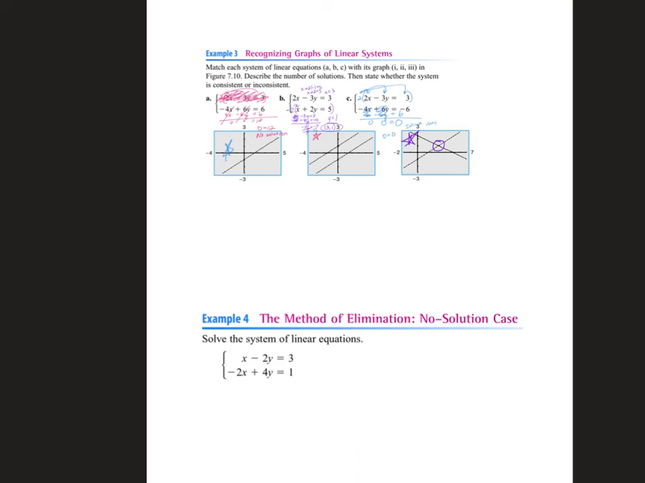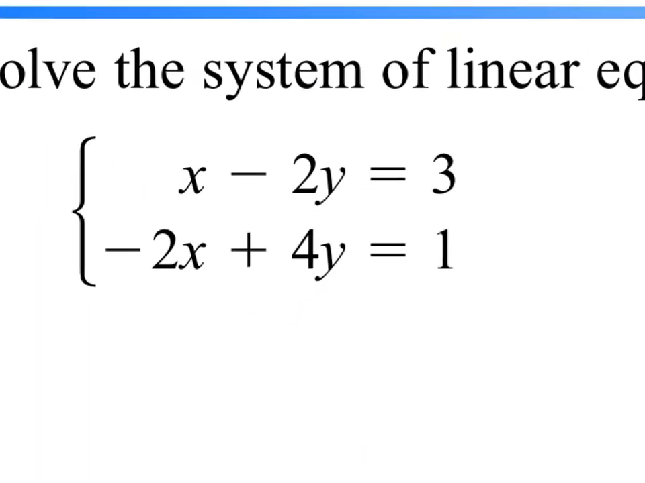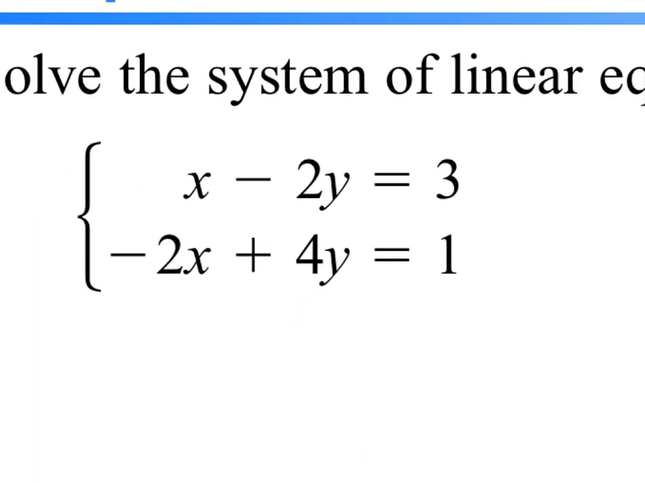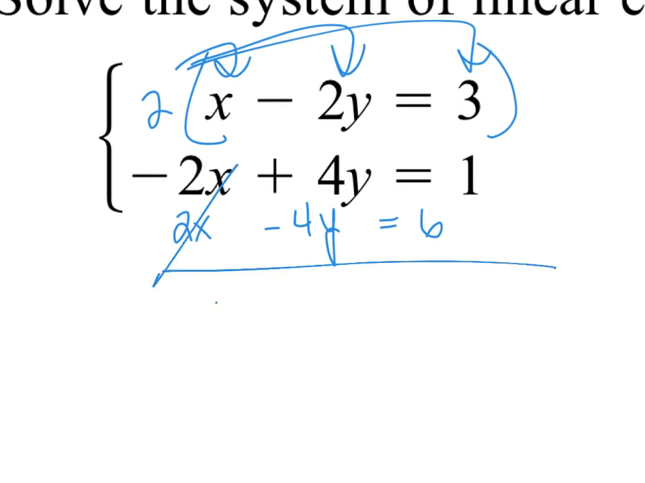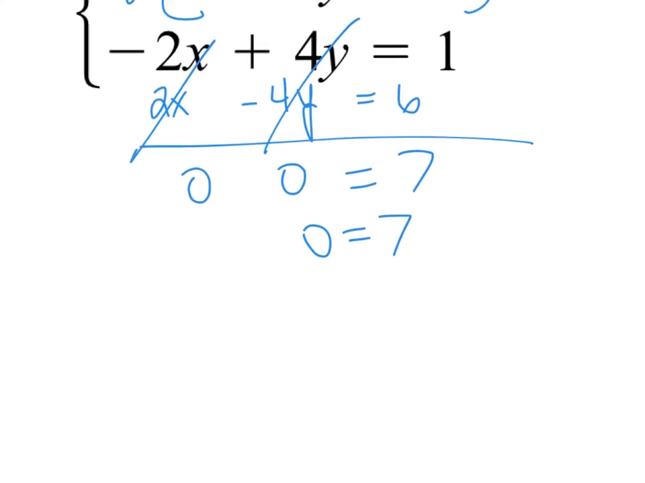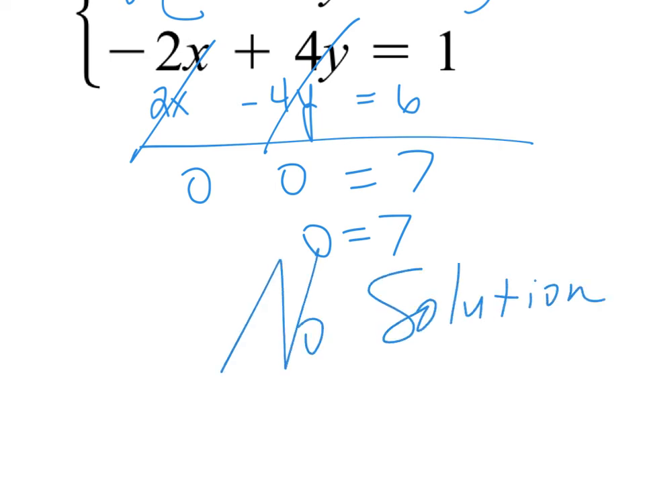We good? All right, let's look at the last one. What do you want to eliminate? X? Okay. So I'm going to multiply the top by 2. So I have 2 times x is 2x. 2 times negative 2 is negative 4y. And 2 times 3 is 6. That cancels out, equals 7. Does 0 equal 7? No. So your answer here would be no solution.